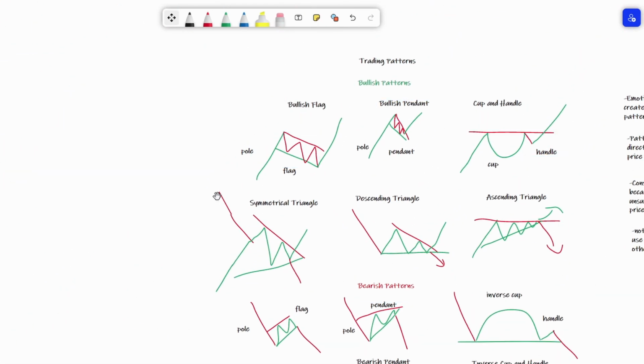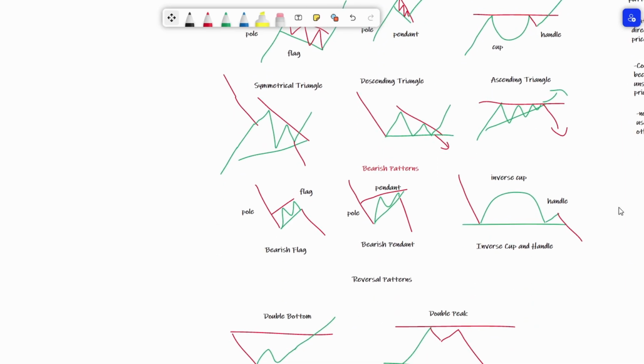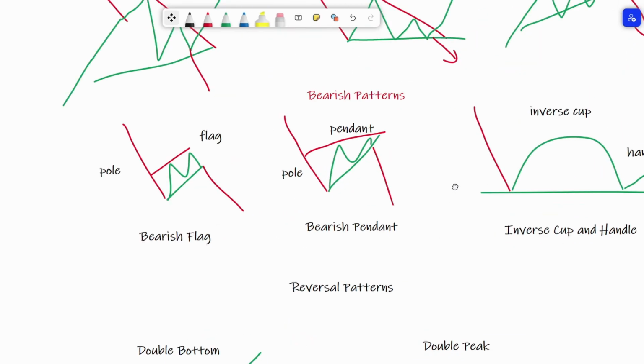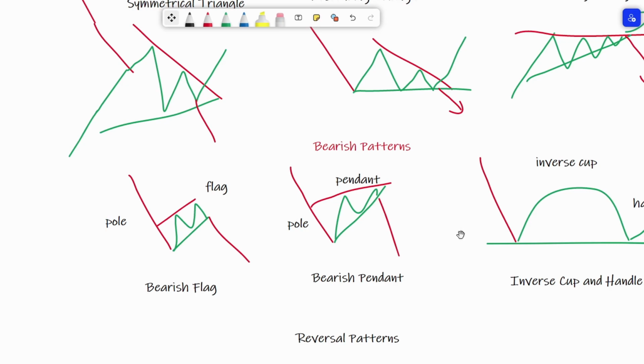Alright, so that covers all of our bullish patterns here. The next thing to get into are the bearish patterns. Now, it's good to know bearish patterns because you kind of want to have an idea of when the price may go down and maybe you should take some profits.